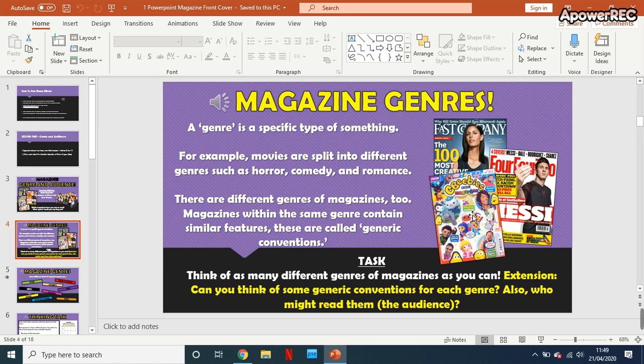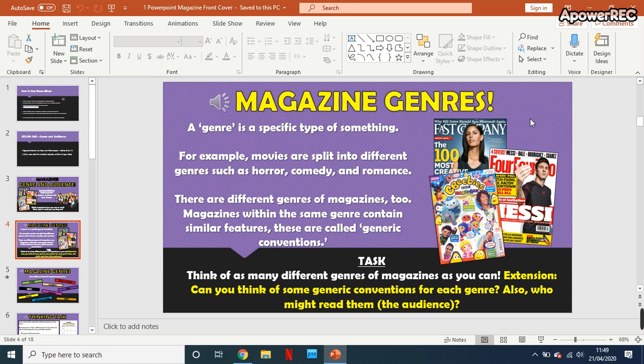So you need to think about the pictures, the fonts, the colours, the language that's used. So for each type, what are the different features that tell you it's of that type? And also, what different types of people might read those magazines? What are the audiences for those magazines?